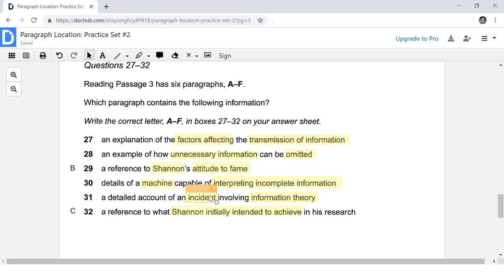It relates to an incident involving information theory, because an incident is something unexpected. You don't expect it to happen, but it still happens. It's an event that happens, and it's something negative. So I think that A is going to be the answer for question number 31.